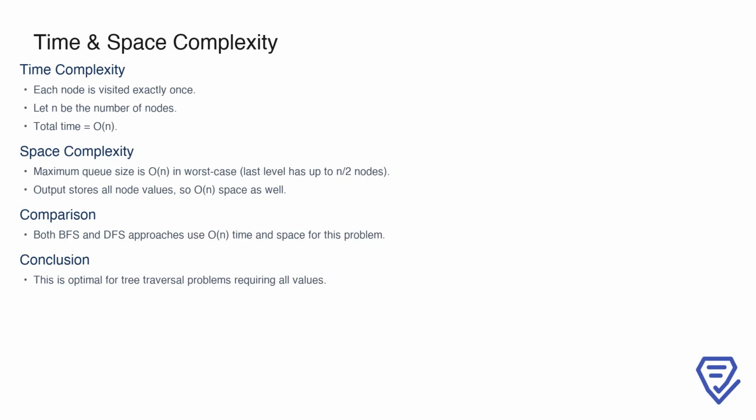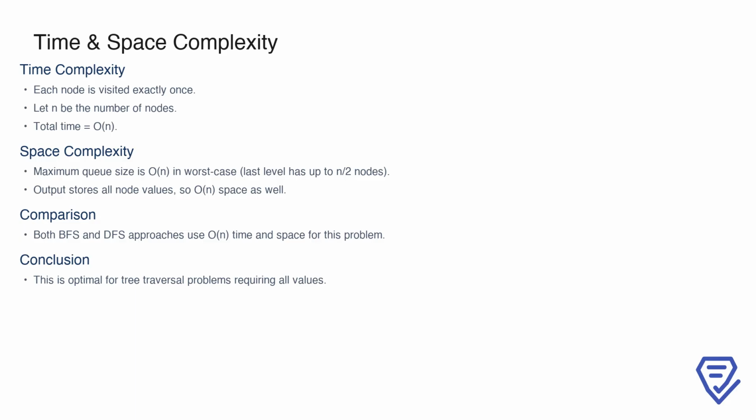For LeetCode problem number 102, the time complexity is O(n), where n is the total number of nodes in the tree, because each node is visited exactly once. The space complexity is also O(n). In the worst case, the queue may hold up to half the nodes at the last level, so both the queue and the result list will be proportional to the total number of nodes. While both BFS and DFS solutions are possible, they have the same complexities. This efficiency is optimal because we must process every node and store its value, which inherently requires O(n) time and space.